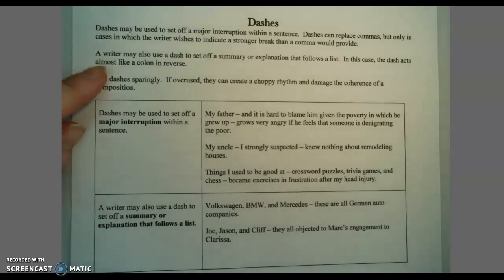Sometimes we use a dash to set off a summary or explanation that follows a list. And in this way, the dashes are behaving like a colon.